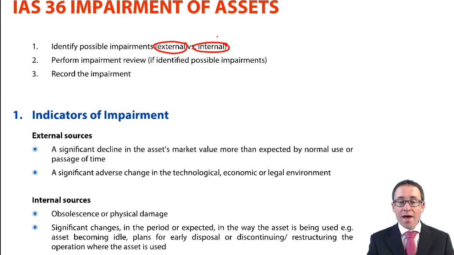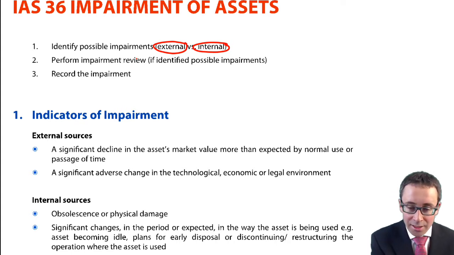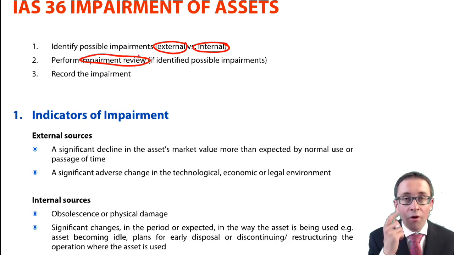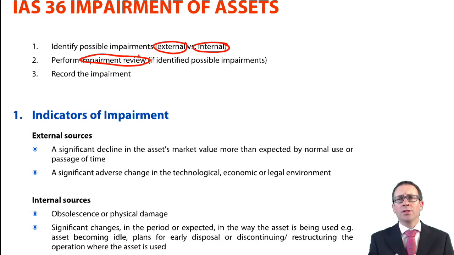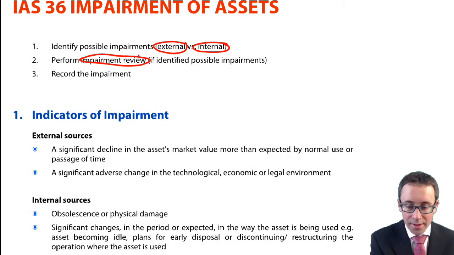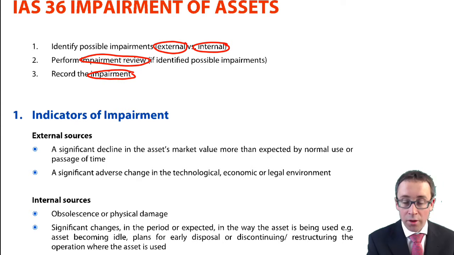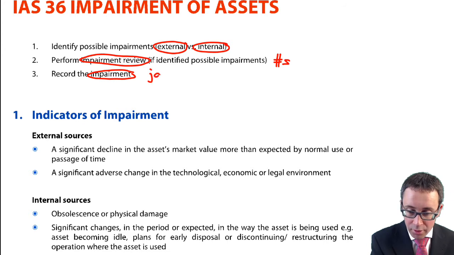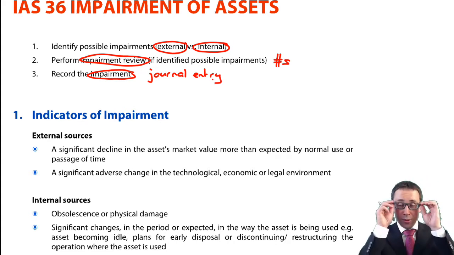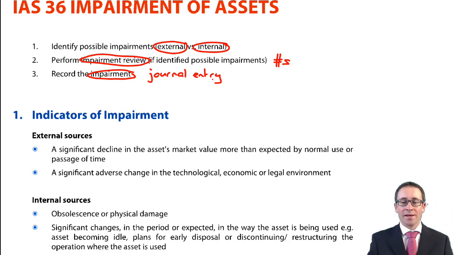Okay. You then need to go through there. If there is an external or internal indicator, you then actually need to go through there and perform the impairment review. So actually do the calculations to work out what the new value of the asset should be. Then step three is essentially, in step two, you've got the numbers, and then here you are essentially processing your journal entry, your favorite debits and credits. Okay. So it's essentially saying, look, the value of an asset has fallen, credit the asset, debit profit or loss. I'll give it away now.